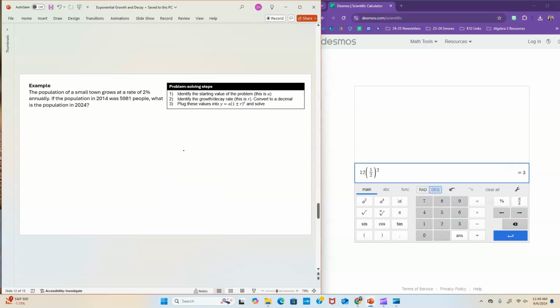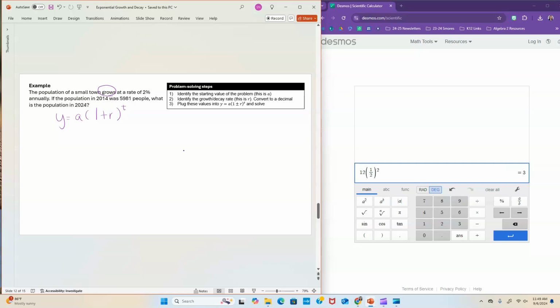So let's look at some problems. Here it says the population of a small town grows at a rate of 2% annually. The population in 2014 was 5981 people. What is the population in 2024? So remember, the formula that we're working with is y equals a times 1, and then we have to figure out plus or minus. Well, here it tells us that the town is growing. So that's going to be a 1 plus r, and then we're going to raise it to the t power.